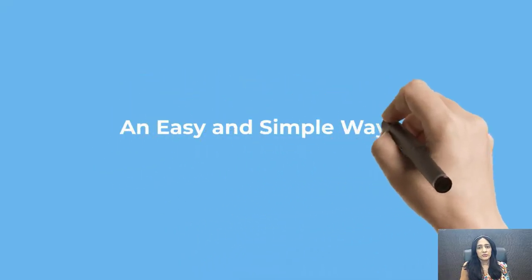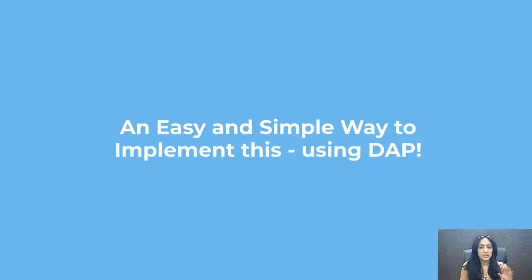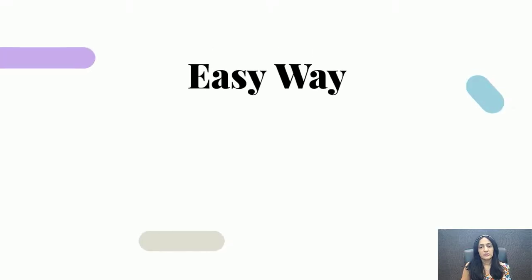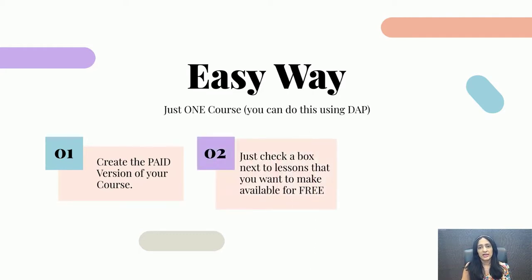Now let's talk about a better way, an easy way to implement this. And a lot of these steps that you have to do with the traditional way, you don't have to do it when you implement this using DApp. So all you have to do is create the paid version of your course and the lessons that you want to offer for free. Just check a box to let DApp know that these lessons are going to be free, right? So paid version, you don't have to create two different courses, just one course, but just check a box to let DApp know that these lessons are also available for free, which means anyone can access it.